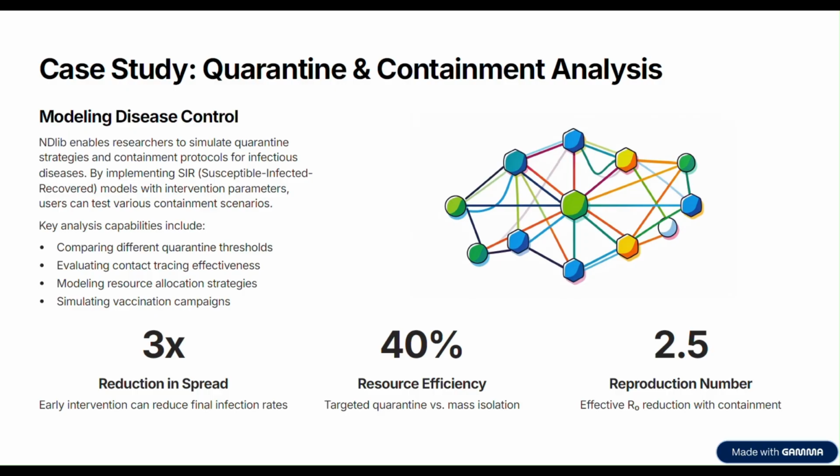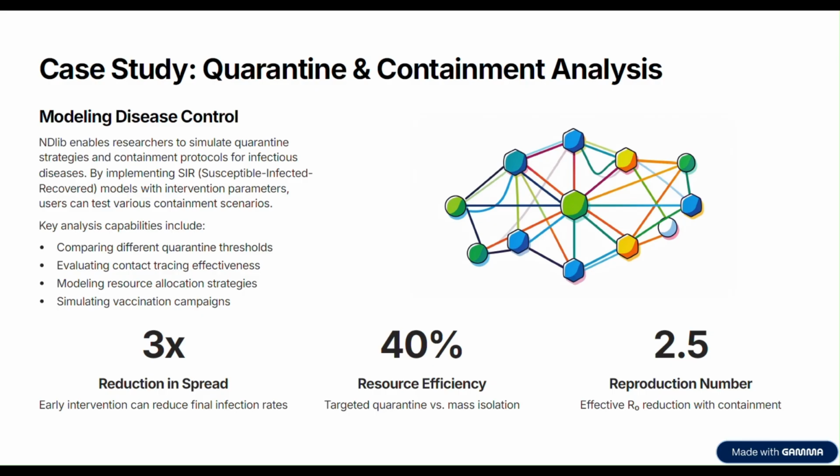Quarantine and containment analysis. Modeling disease control. NDlib enables researchers to simulate quarantine strategies and containment protocols for infectious disease. By implementing SIR models with intervention parameters, users can test various containment scenarios. Key analysis capabilities include comparing different quarantine thresholds, evaluating contact tracing effectiveness, modeling resource allocation strategies, simulating vaccination campaigns.